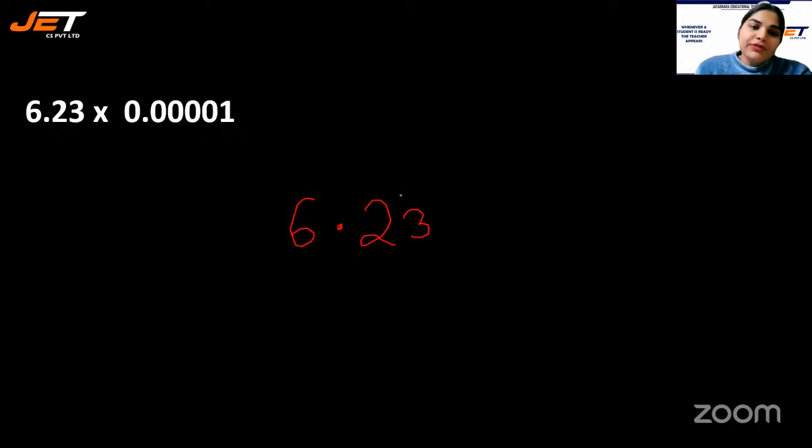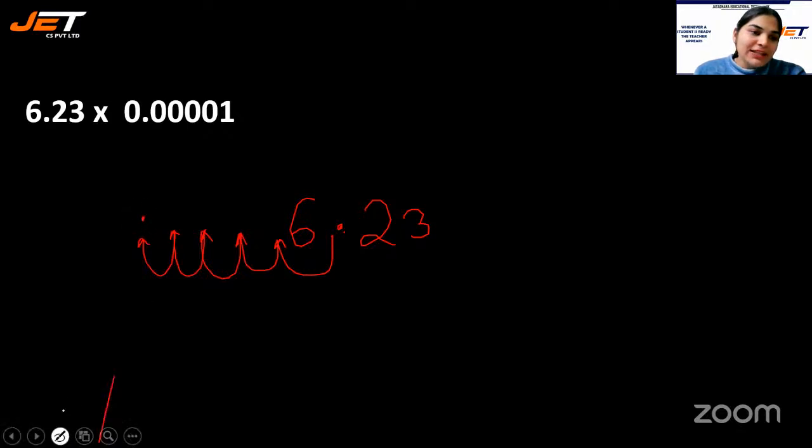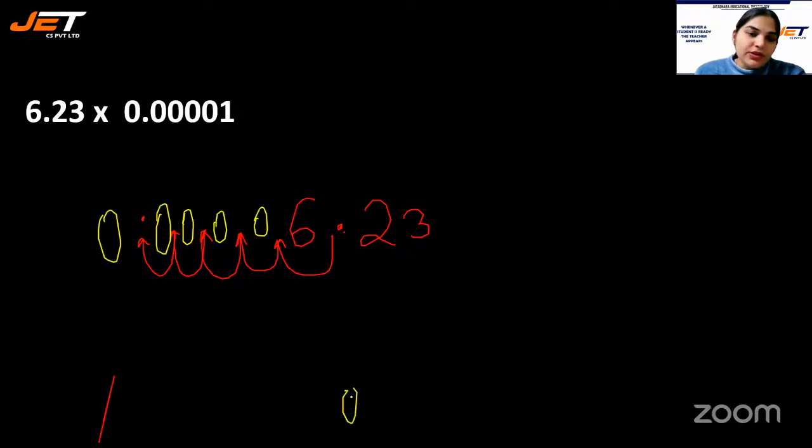So you have to shift it how many places to the left? 1, 2, 3, 4, 5. Putting a decimal here. Now in the blank space, you have to put 0.00000. So it's 0.0000623.